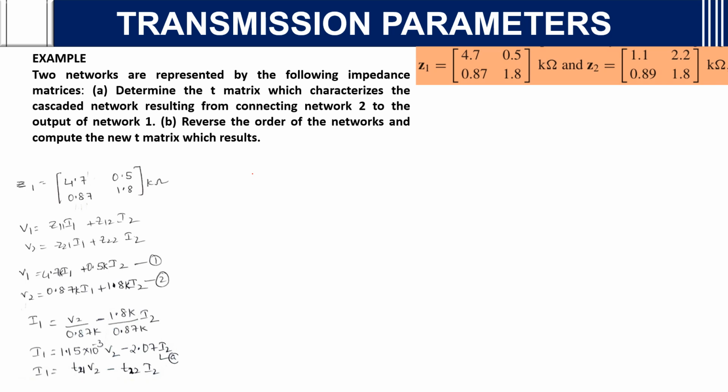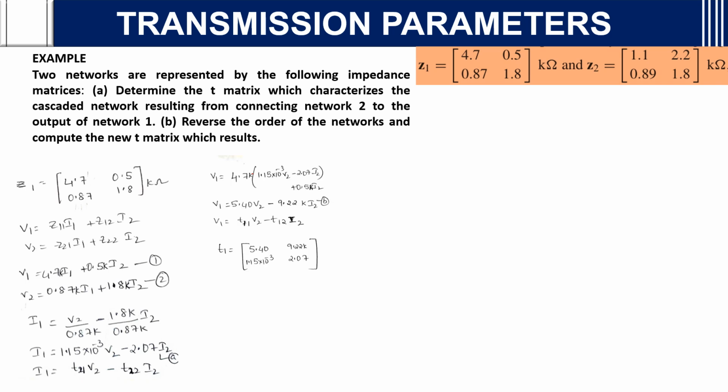From the second equation, you can see that I1 is equal to (V2 minus 1.8 K I2) by 0.87 K. From that, you can get I1 is equal to 1.15 milli V2 minus 2.07 I2. Which is in the form of what? I1 is equal to T21 V2 minus T22 I2, because the equation is in the form of I1, V2 and I2. So we can say that T21 is 1.15 milli and T22 is 2.07. So now we are left with T11 and T12.